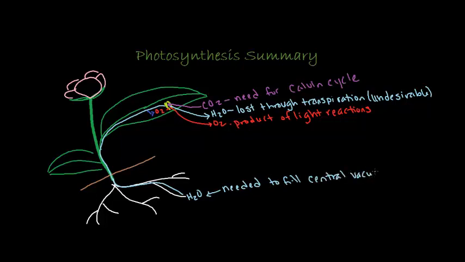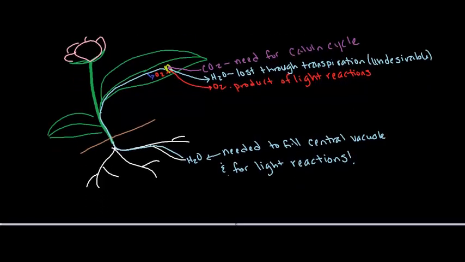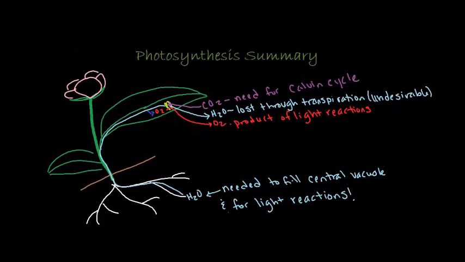Anyway, so the water taken up by the roots is needed for the light reactions. The water is split in the light reaction, and that creates that oxygen to be released, and it facilitates the chemiosmotic phosphorylation. And then you also need water to fill up the central vacuoles, and the guard cells of the stomates can be opened to allow gas exchange.